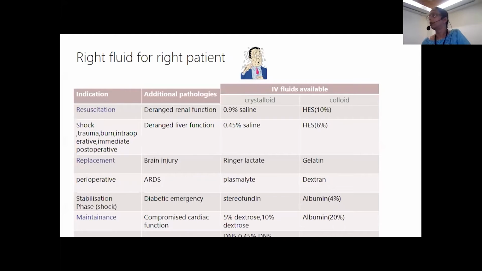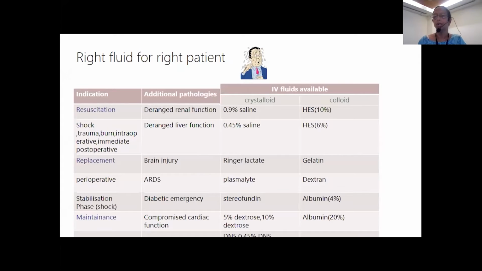Another thing is very important, what we call fluid creep. What is fluid creep? Fluid creep is the fluid that we give through our nutrition. We have patients on TPN, we are giving medicines, we are diluting them from 100 ml to 50 ml. These are adding to the fluid overload, and we have to judiciously keep that balance. And these are the additional pathologies. There are often multiple pathologies present in a single patient: renal function, liver function, brain, ARDS, diabetic complications, and compromised cardiac function.